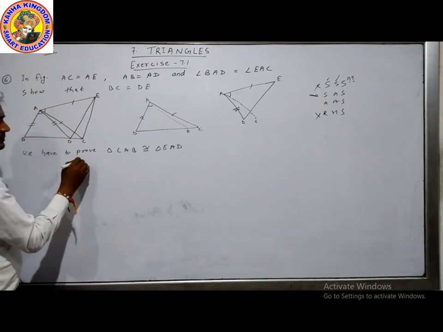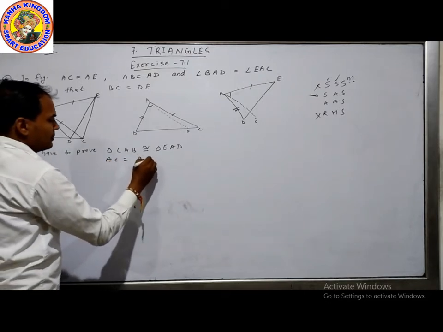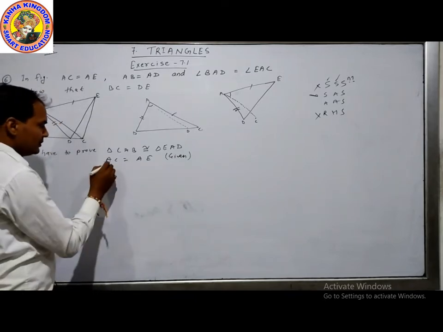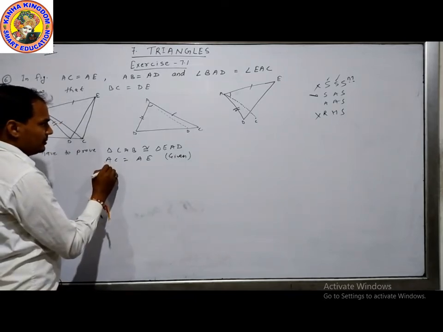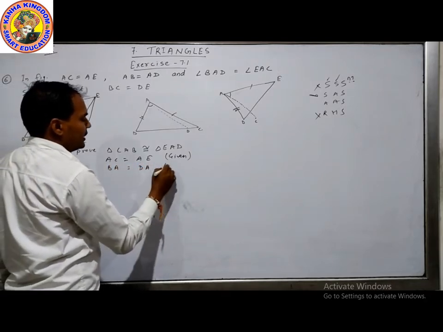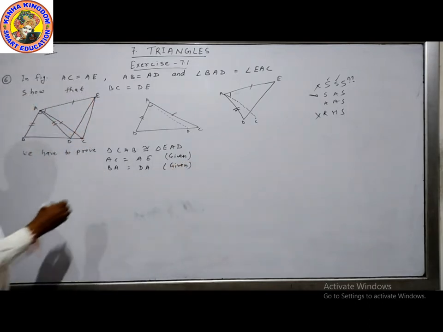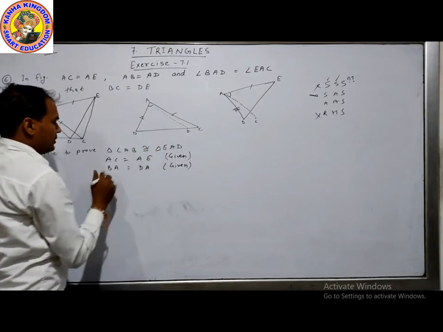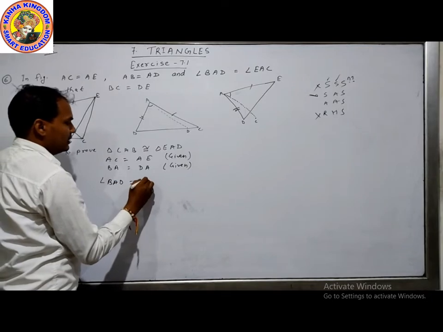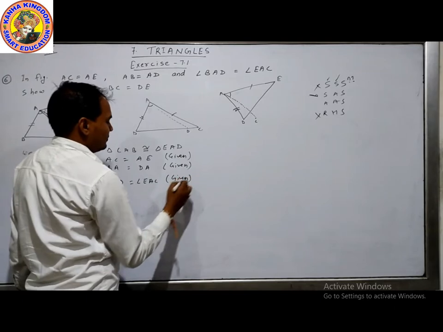First of all, in this triangle, AC is equal to AE, given. Another, BA is equal to DA, which is given in our question. Now third, angle BAD is equal to angle EAC, which is given.